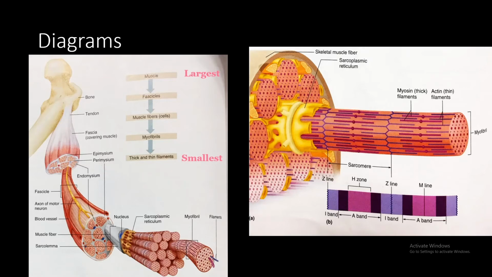So getting into some diagrams. This is mostly to expose you to some terms and where they fall on the diagram. So getting into levels of organization, our largest level, our most macroscopic level, is the muscle, which is then arranged into fascicles, which are then arranged into muscle fibers. Those are our cells. Then myofibrils, and then thick and thin filaments.